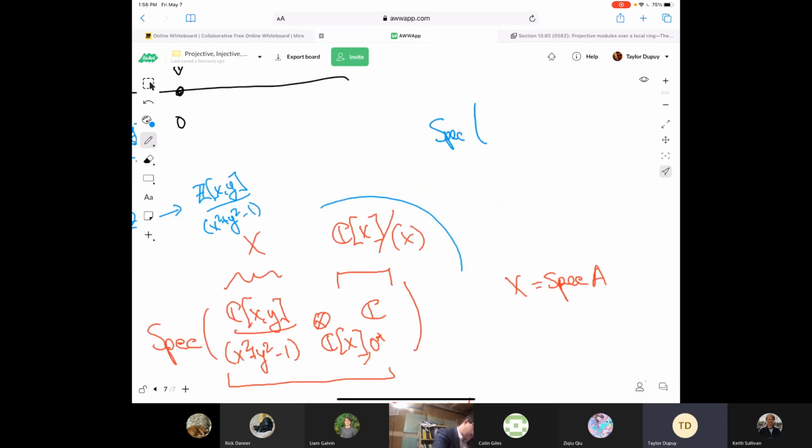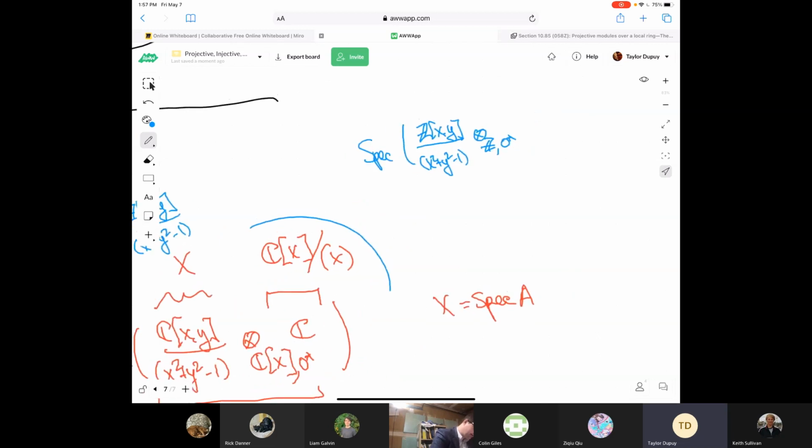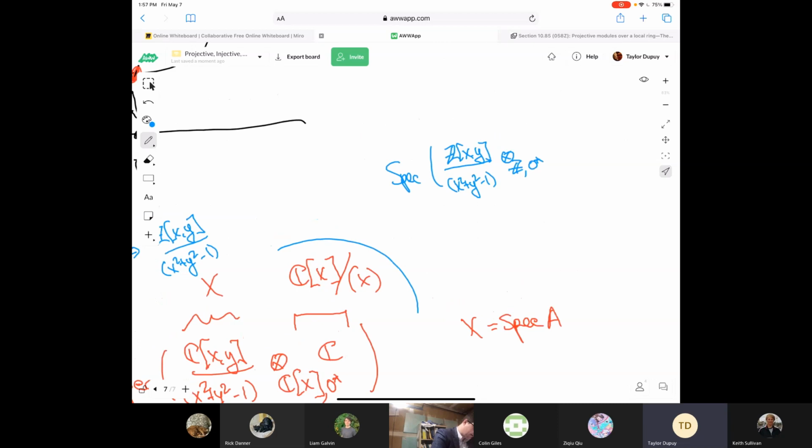So it's spec of, now we have z of xy over x squared plus y squared minus 1, tensor over z with the map. We called it 0 again. I don't really like that name, but whatever. You can call this map whatever you want. And then we had the point. So we did FP, which was Z mod P.